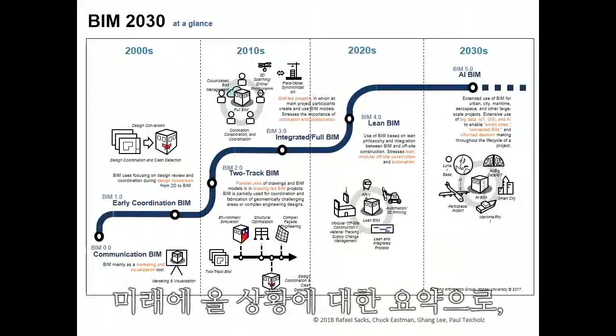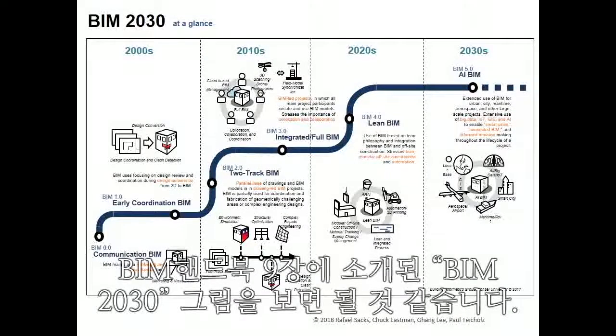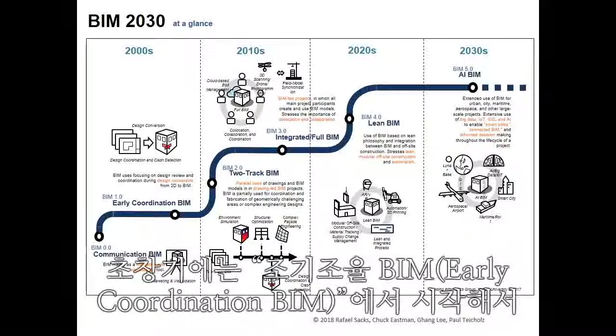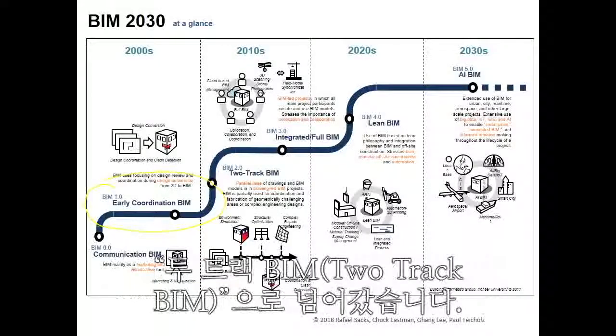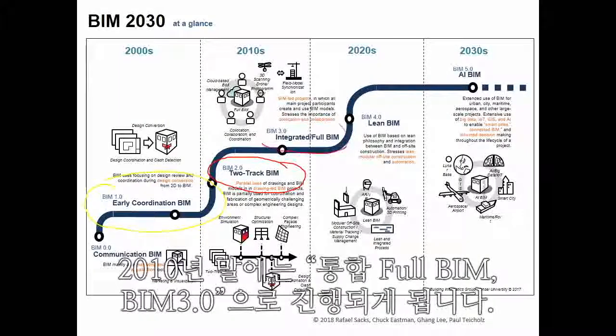Perhaps to sum up this area of what we see coming ahead, we can look at the slide of BIM in 2030, which was compiled by Ghang Lee and his team at Yonsei University and features in chapter 9 of the BIM Handbook. And you can see that it begins here with early coordination BIM over here. It then proceeds on to two-track BIM, which had to do with the idea that people were doing different models in parallel in the early 2010s, and then full BIM, integrated BIM, BIM 3.0 toward the end of the 2010s.